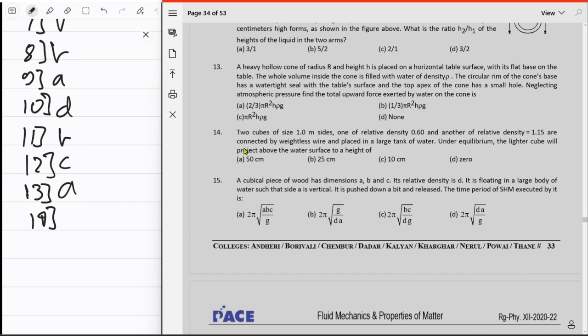Question 14: two cubes of size 1 meter sides, one of relative density 0.6 and another of relative density 1.15, are taken by weightless wire and placed in a large tank of water. Under equilibrium, the lighter cube will project above the water surface at a height of what?